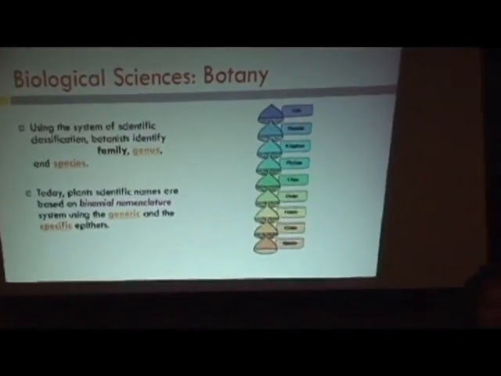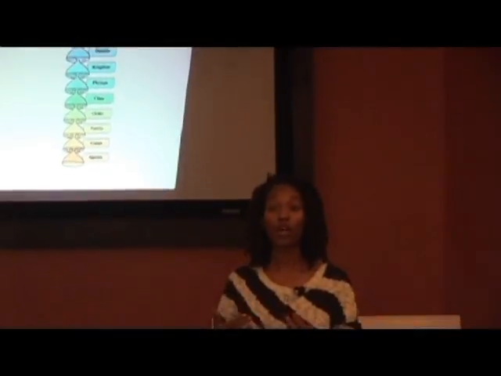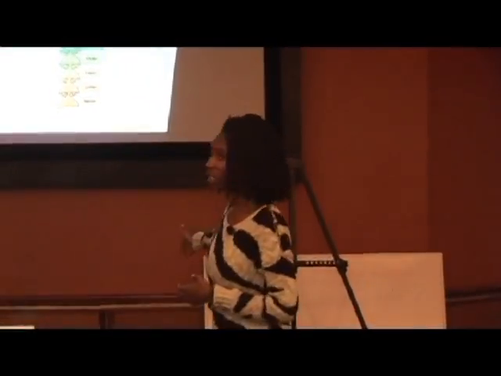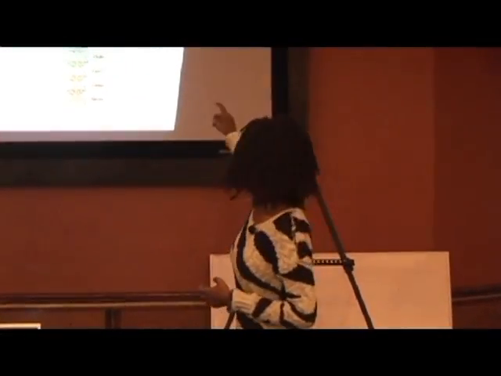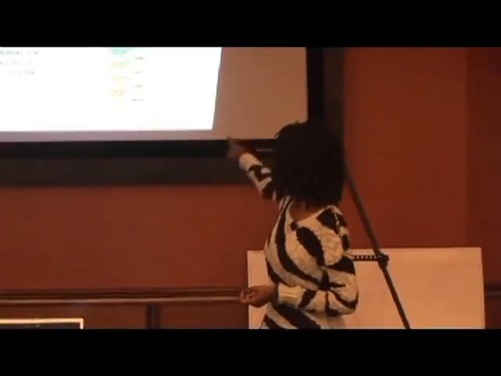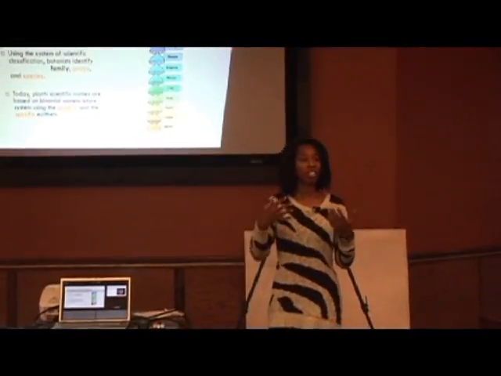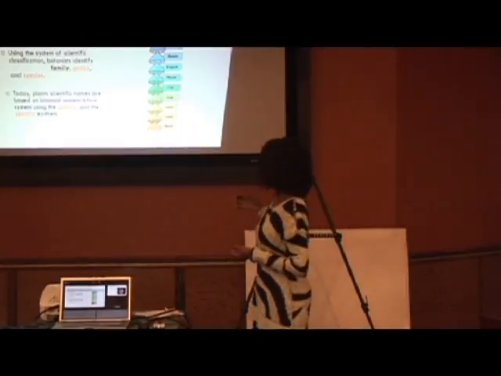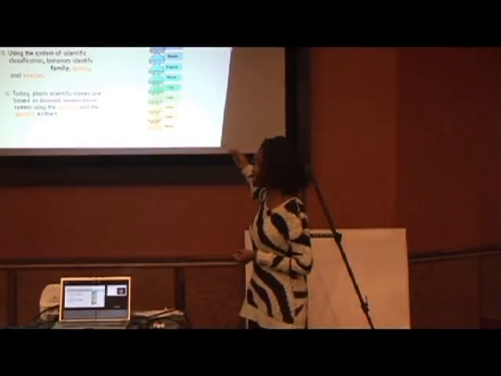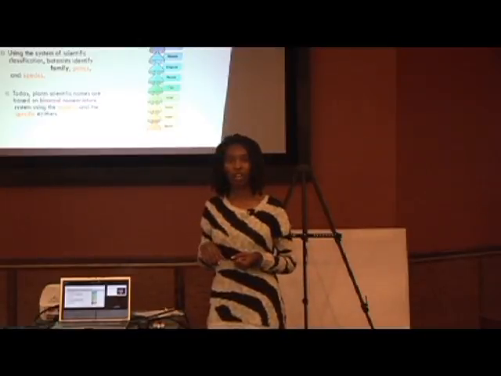However, when they name plants, they only refer to 2 of the names out of that whole list. Okay? So I have a rose. The rose is going to have a name in each one of these categories, okay? However, when I'm talking to other botanists, I'm only going to say the last two, which is the genus and the species. That's called binomial nomenclature.